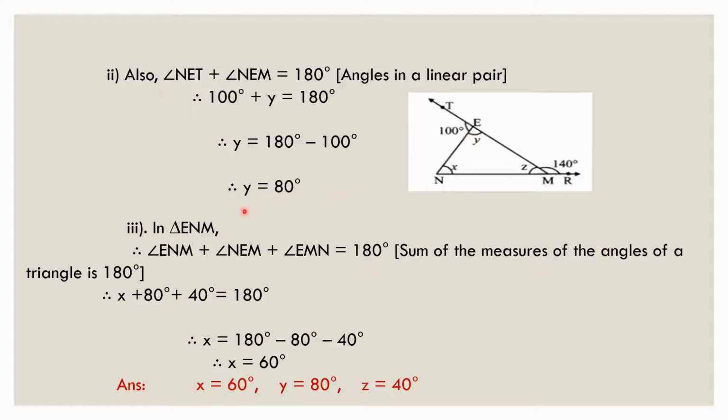And then in triangle ENM, the sum of the three angles of the triangle is 180 degrees. Therefore, angle ENM plus angle NEM plus angle EMN is equal to 180 degrees. That is, the sum of the measures of the angles of a triangle is 180 degrees. Therefore, x plus 80 plus 40 is equal to 180 degrees. Therefore, x is equal to 180 minus 80 minus 40, that is equal to 60 degrees. Therefore, the value of x is equal to 60 degrees, y is equal to 80 degrees and z is equal to 40 degrees.